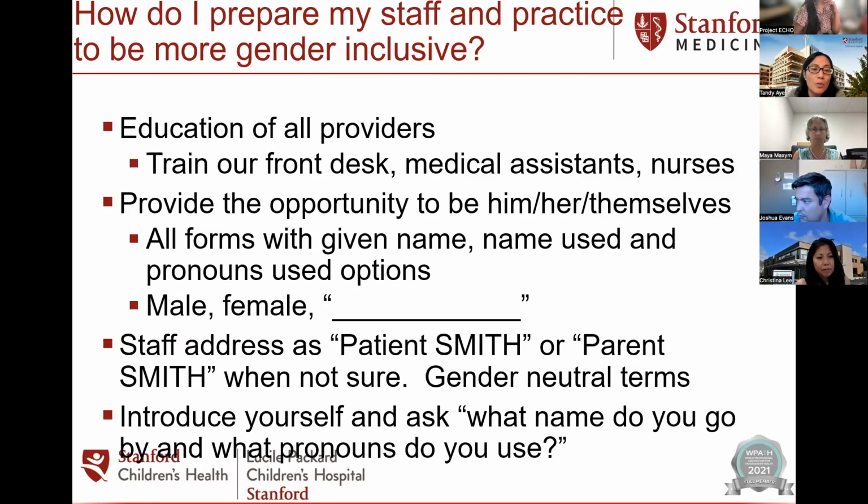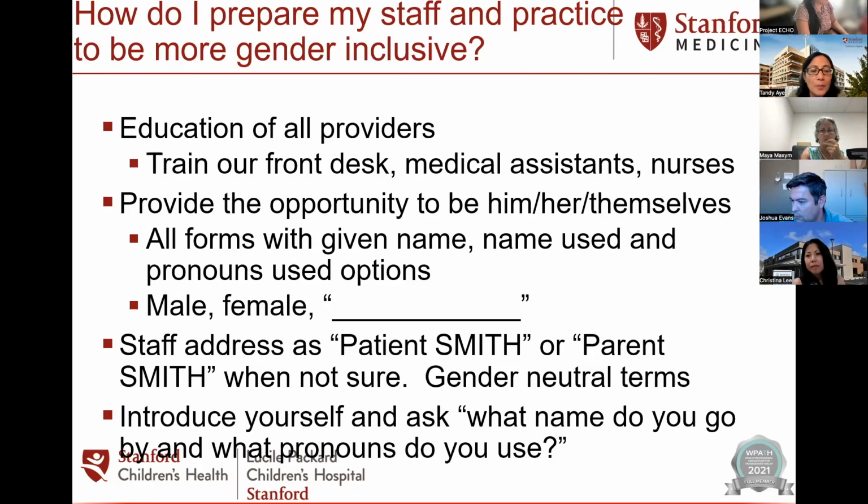So on the forms, just ask, what's your given name? What's the name used? What's the pronoun used? And for some of our boxes in our written paper, although we've become more and more electronic, it would say male, female, and for the longest time we had a line. I think almost everyone thought it was just a typo. We had this ugly line, but for someone who's really wanting to transition and make it be known, that was an opportunity for someone to write it in.